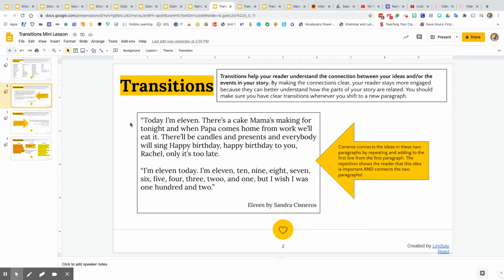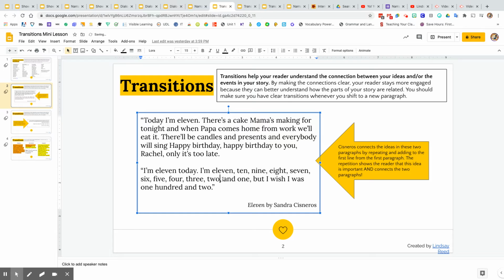Today I'm 11. There's a cake Mama's making for tonight, and when Papa comes home from work, we'll eat it. There'll be candles and presents, and everybody will sing happy birthday to you, happy birthday to you, Rachel, only it's too late. I'm 11 today. I'm 11, 10, 9, 8, 7, 6, 5, 4, 3, 2, and 1. But I wish I was 102.